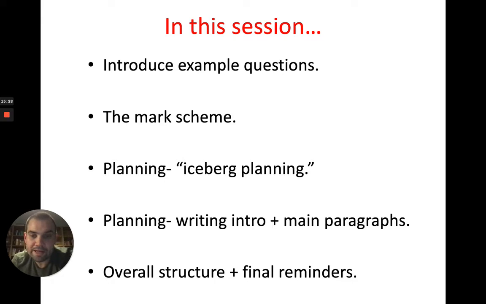Now, the thing I want to talk about here is just very briefly on how to do a good introduction for this essay question, and then just an example of what a good main paragraph might look like. Okay, just so you can see what a top level paragraph would look like for this 16-mark question. Okay.